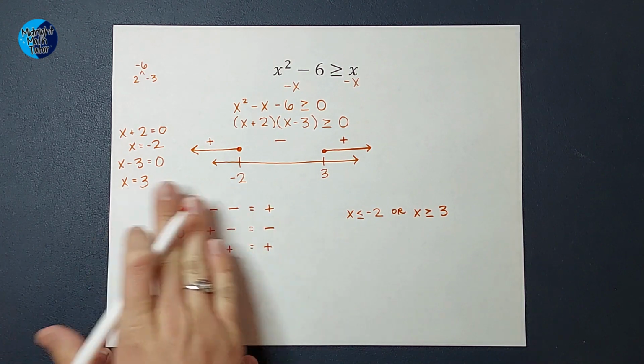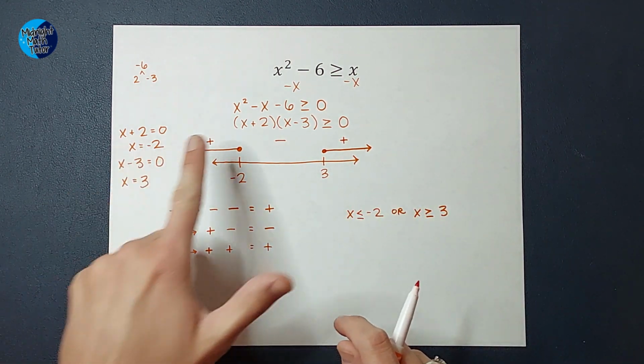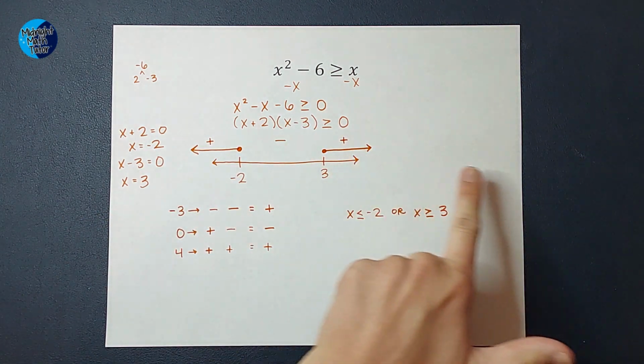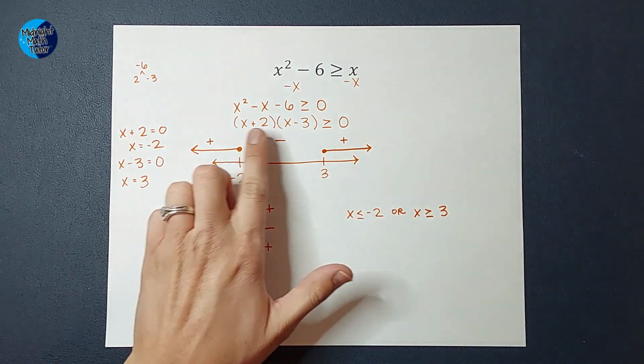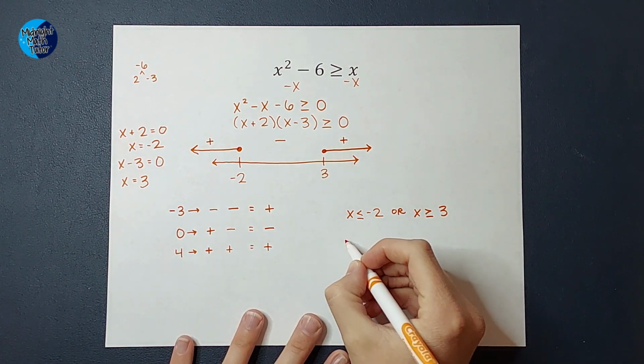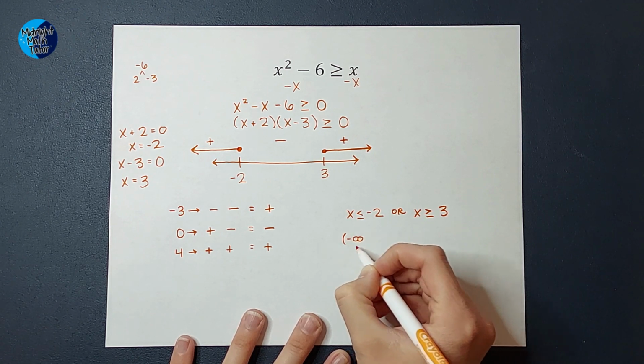x is less than or equal to -2, or greater than or equal to 3. So I can plug in any number over here and it'll work. You'll get an answer that's greater than or equal to 0. Same with over here. I could plug in 100 and I'll get a number that's greater than or equal to 0. Okay?